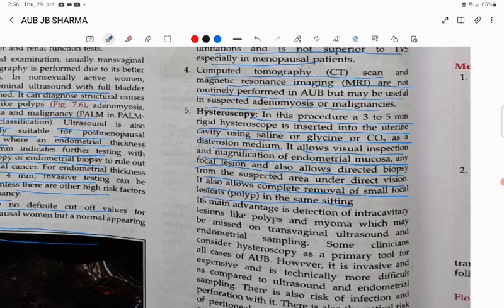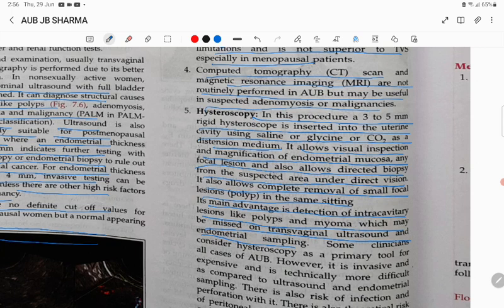In this procedure, a 3 to 5 mm rigid hysteroscope is inserted into the uterine cavity using saline, glycine, or CO2 as a distension medium for visual inspection and magnification of endometrial mucosa and any focal lesion. It also allows directed biopsy from the suspected area under direct vision and complete removal of a small focal lesion or polyp in the same sitting. The main advantage is detection of intracavitary lesions like polyp and myoma, which may be missed in transvaginal ultrasonography.